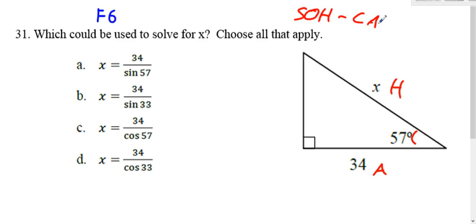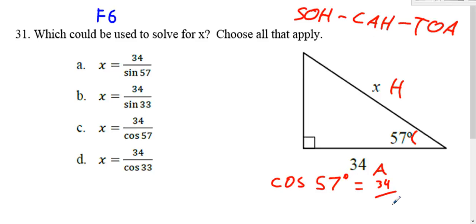So for trigonometry, you've got to remember SOHCAHTOA. Here we have a and h, which means we could write a cosine equation. That would equal a over h. And then you're trying to solve for x. So you would multiply by x and then divide by cosine 57. So we'd have x equals 34 over cosine 57. That's one of them.